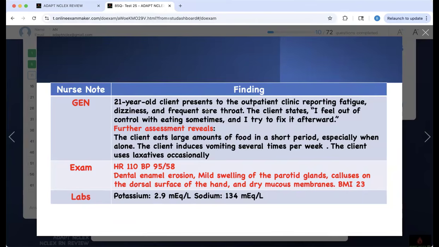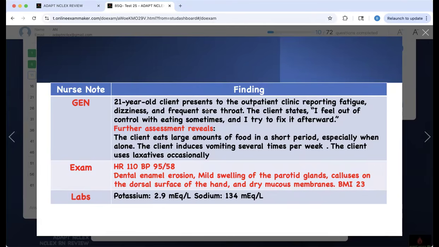The client states, "I feel out of control about eating sometimes, and I try to fix it afterward." After assessment, further assessment reveals what? The client eats a large amount of food in a very short time, binge eating, especially when alone. The client induces vomiting, eats too much and then vomits several times per day. The client uses laxatives occasionally.